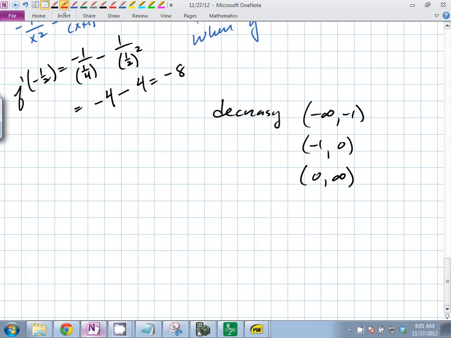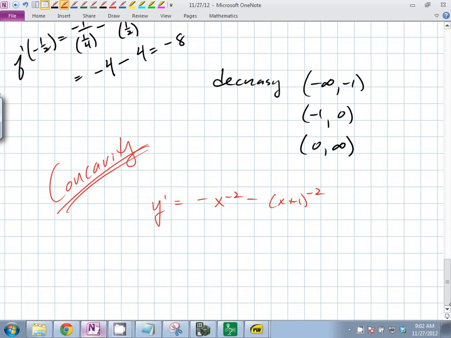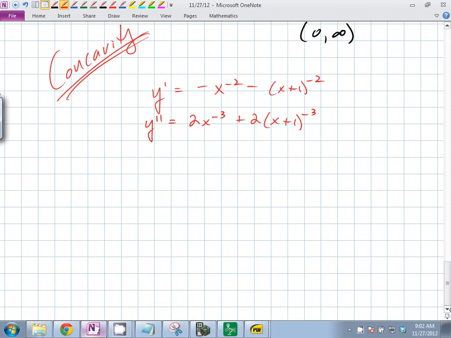Concavity. Nice. So we have y prime was equal to, what was it? Negative x to the what power? Negative x to the negative 2 minus x plus 1 to the negative 2. I think that's what it was, right? So what does y double prime equal? 2x to the negative 3 plus 2 times x plus 1 to the negative 3. So y double prime is equal to 2 over x cubed plus 2 over x plus 1 cubed.